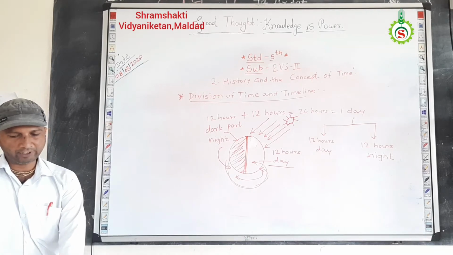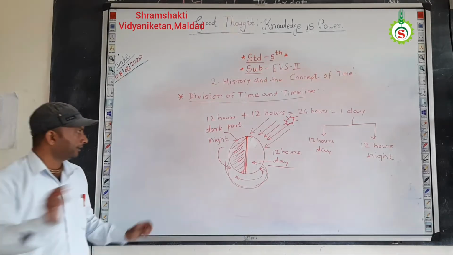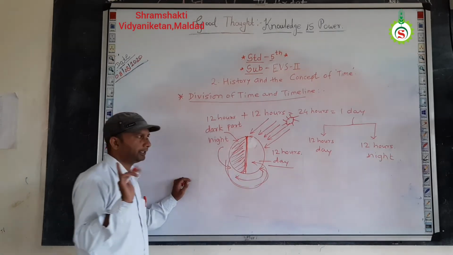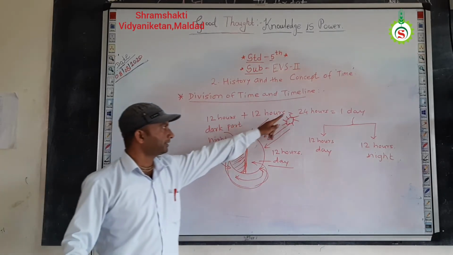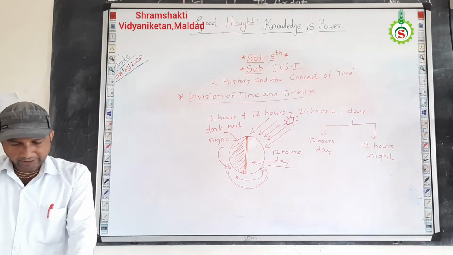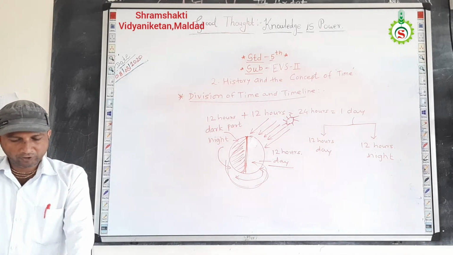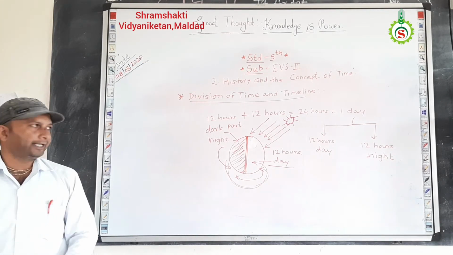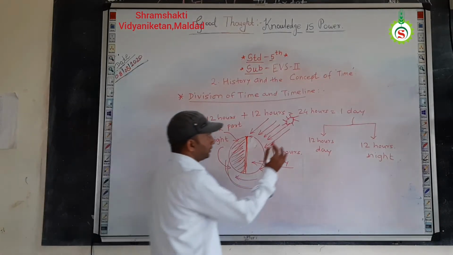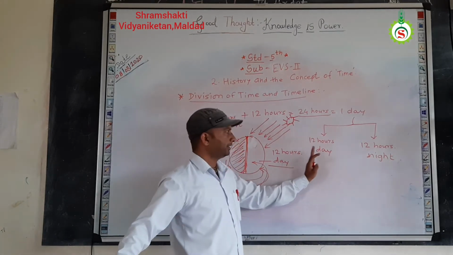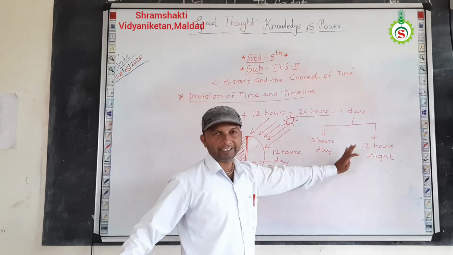The earth takes 24 hours to complete one rotation. Now, when the earth rotates around itself for one complete rotation, how much time does it require? 24 hours. It is 1 day. So these 24 hours are approximately divided into 12 hours of daytime and 12 hours of night time. So 24 hours are present in 1 day, and we can divide it into 12 hours as a day and 12 hours as a night.